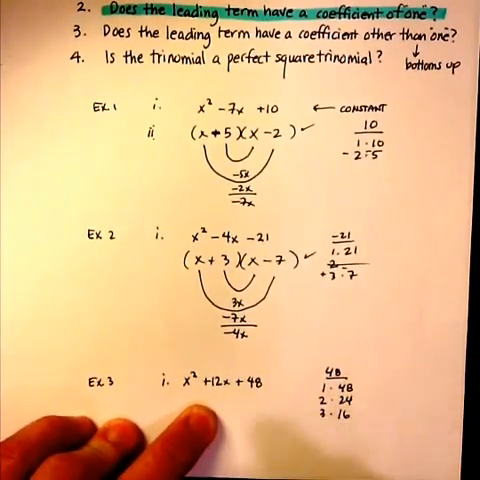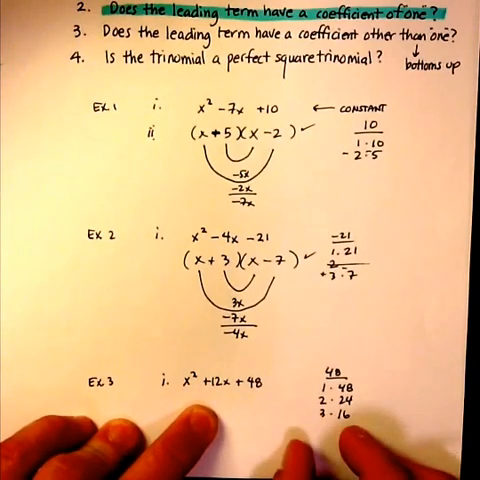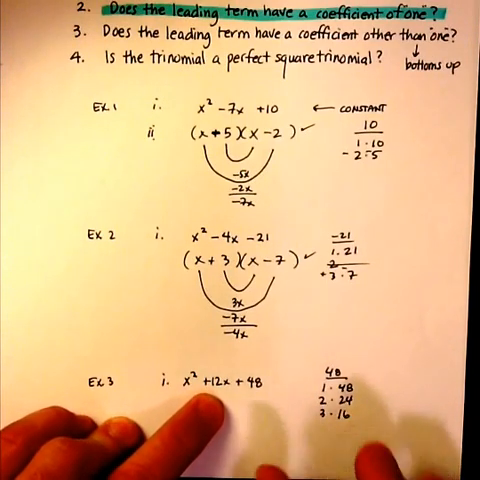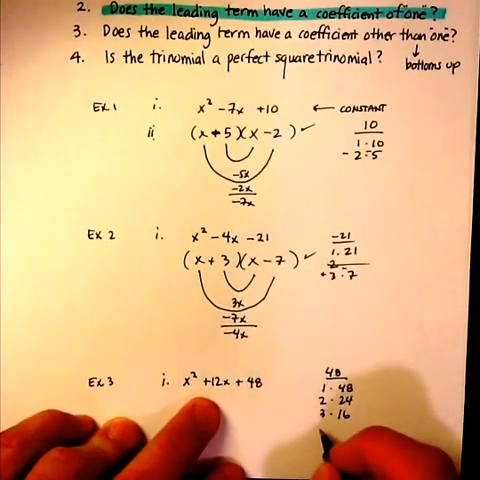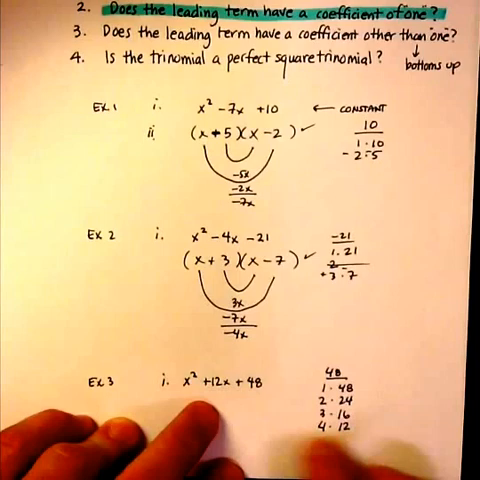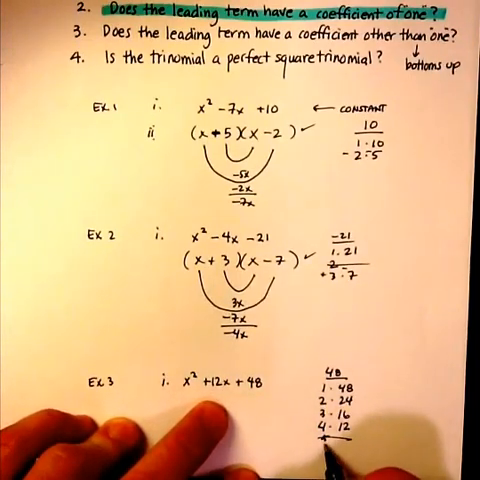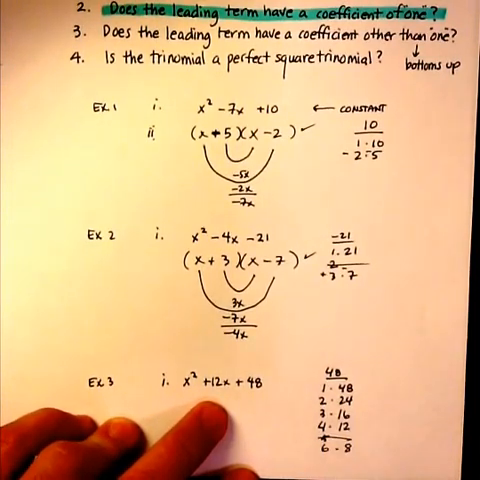3 times 16, now I'm getting close, right? Because if that were positive and that were negative, I would get positive 13. But again, that's not quite right. Let's go to 4 times 12. No combination gives me 12. 5 doesn't go. 6 times 8. Again, it adds up to either 2 or 14. So no, that's not going to work.